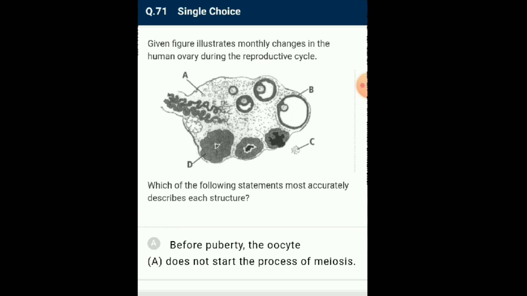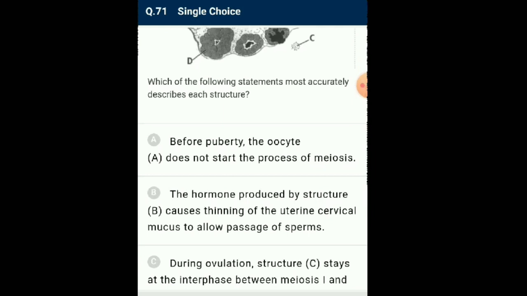The oocytes grow much bigger and complete the first meiotic division, forming a large secondary oocyte that is labeled as C. The secondary oocyte develops further and reaches the metaphase stage of meiosis 2 and gets arrested. So here the Graafian follicle is labeled as B. After ovulation, the empty follicle turns into corpus luteum labeled as D. So the answer for this question is option B. The hormone produced by structure B causes thinning of uterine cervical mucus to allow passage of sperms. So the statement that most accurately describes the structures is option B.